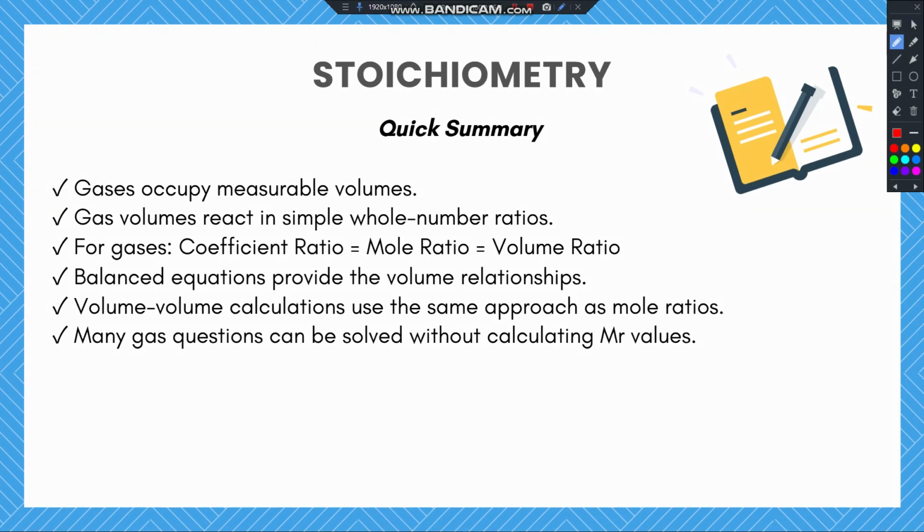So the summary of all we've been saying since the beginning of this video is gases occupy measurable volumes. Gas volumes react in simple whole number ratios. For gases, the coefficient ratio is equal to the mole ratio, which is equal to the volume ratio. You saw that done. Balanced chemical equations provide the volume ratios, relationships rather, and then volume to volume calculations use the same approach as mole ratios. And then finally, many gas questions can be solved without calculating the molecular mass values.